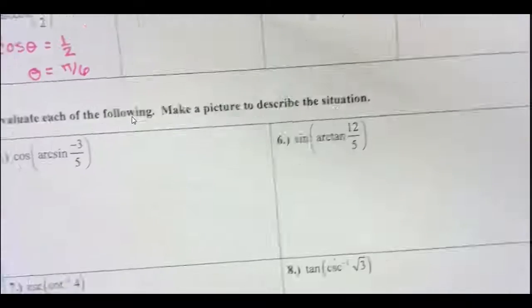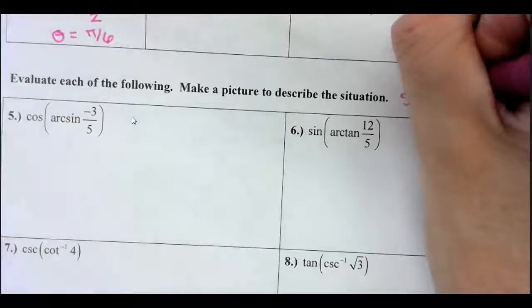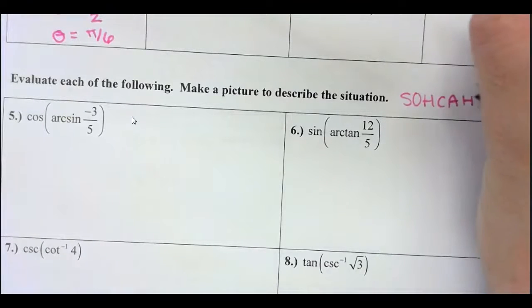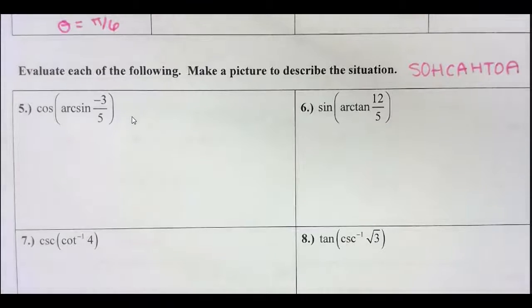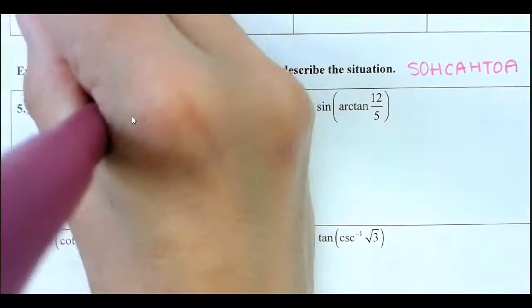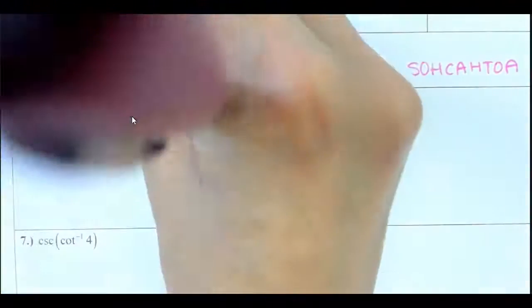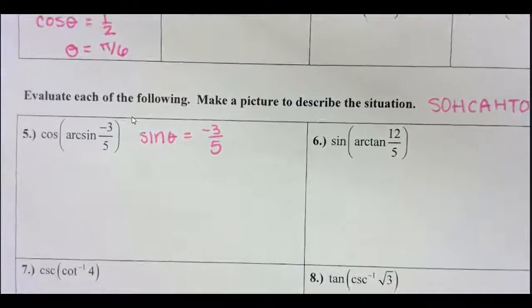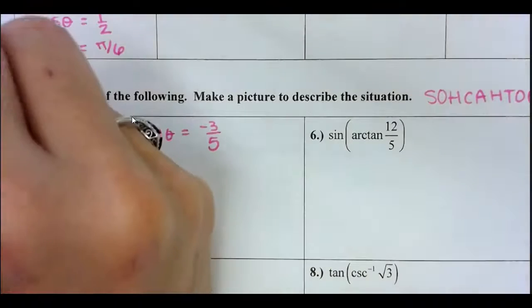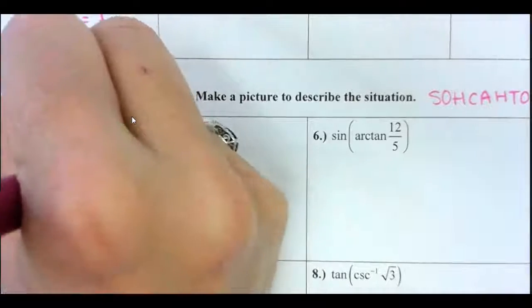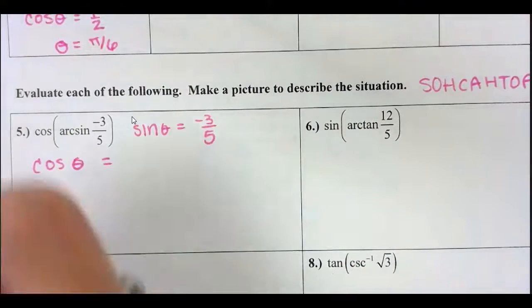Okay? I just want to do one of the triangle pictures with you. So the triangle ones are SOHCAHTOA. So it says you have the cosine of the arc sine of -3/5. That arc sine of -3/5 is kind of like saying the sine of theta equals negative 3/5. So this becomes the cosine of theta, and we want to know what that's equal to, given that the sine of theta is negative 3/5.